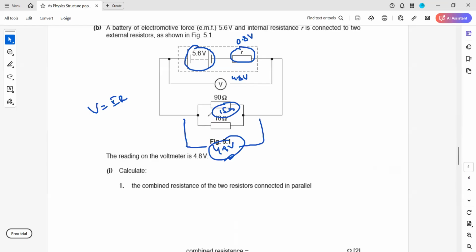The 0.8 is a loss voltage. We don't receive that voltage. It is lost within the battery because of its internal resistance. So we always get the net voltage; we don't receive what is lost. That's why 5.6 minus 0.8 is 4.8. So 4.8 is the total voltage output given out by this cell, and 0.8 is the loss voltage across the internal resistance.